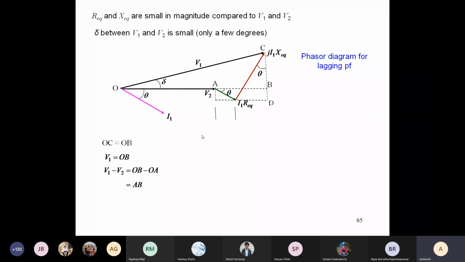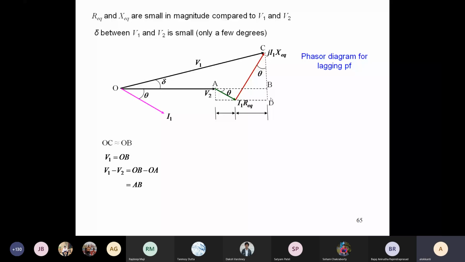So this AB is again of two parts. From A to this tip, the component along the horizontal, and the component of I1 Xeq along the horizontal. So these two components will add up to generate AB. If you can find these two components, that will become equal to the length of AB.